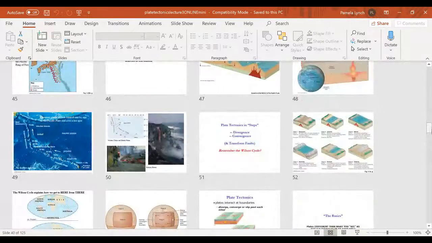So that brings us up to slide number 51. What I'm going to do is stop the recording now and call this part 1 of the recording, and then pick up again on slide 51 so you can take a break, pick up on slide 51 to finish plate tectonics.